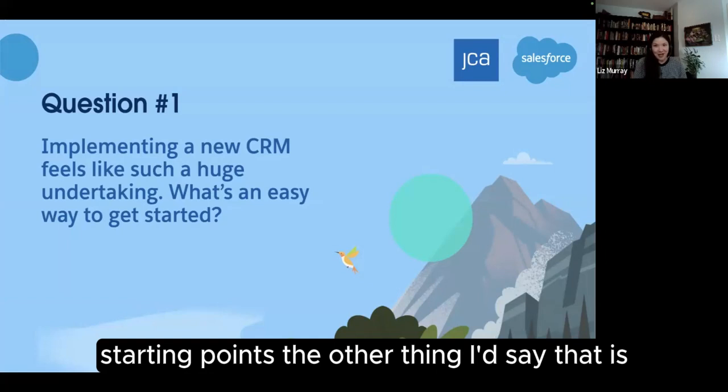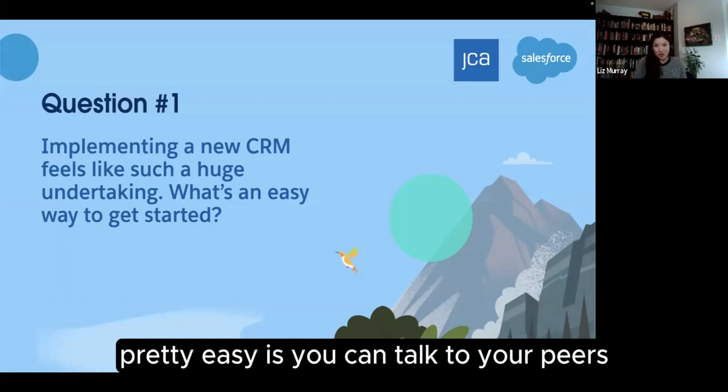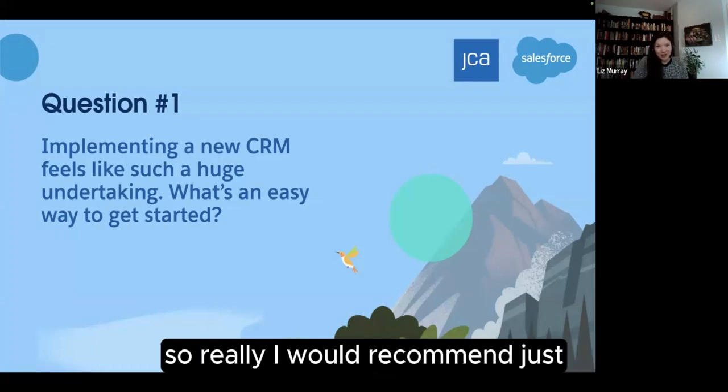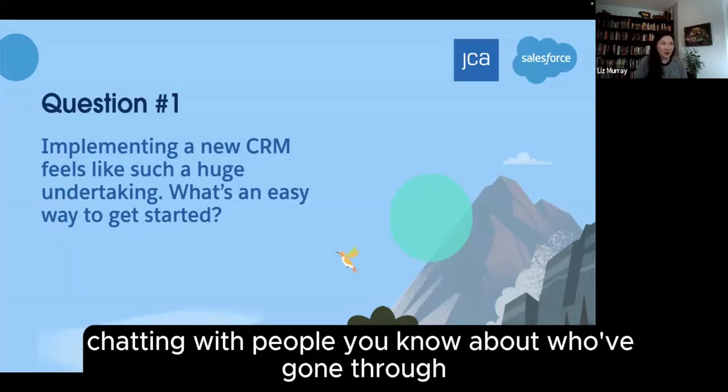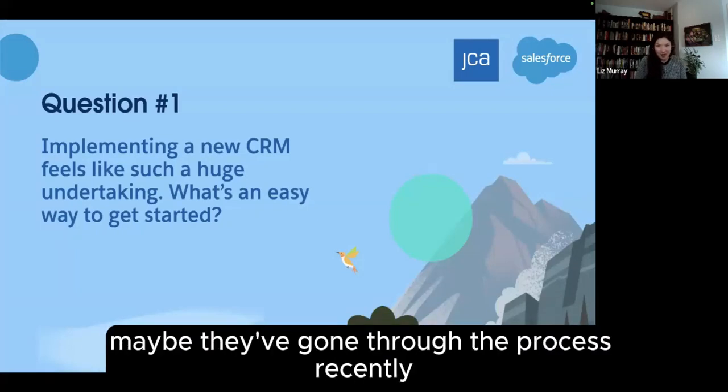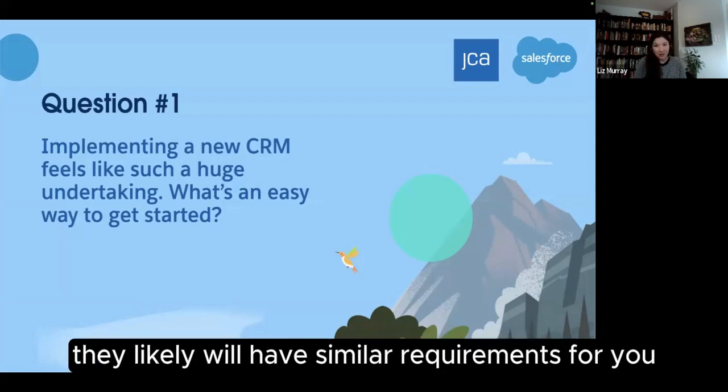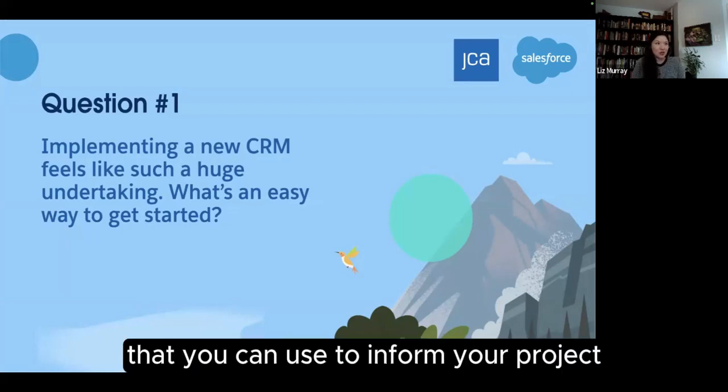The other thing I'd say that is pretty easy is you can talk to your peers. I would recommend chatting with people you know who've gone through the process, maybe recently. They likely will have similar requirements and experience in this area that you can use to inform your project.